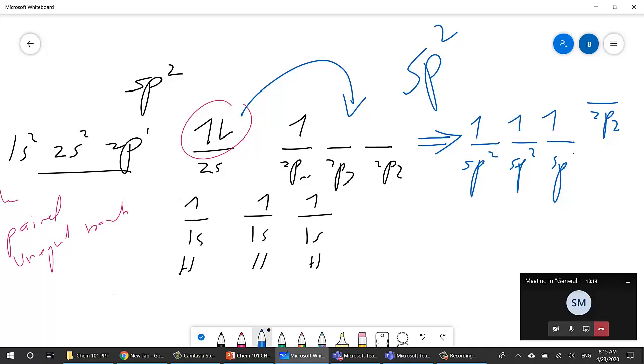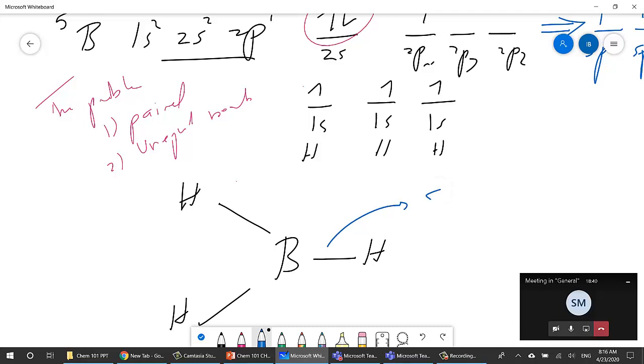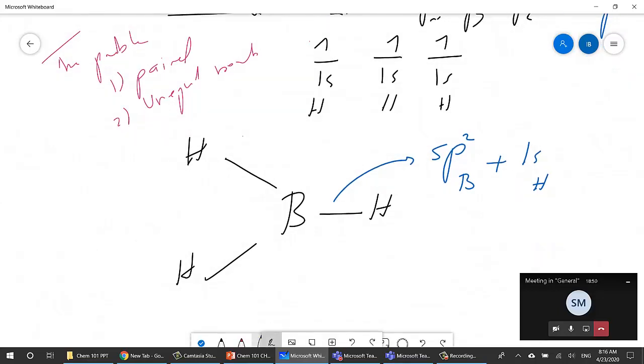Now the hydrogens will come happily and bond. This one will bond here, this one will bond there, this one will bond here, and you're going to make your bonds. Okay, the shape. So therefore, boron trihydride is trigonal planar. This bond here in boron trihydride is made by an sp2 from boron plus one s orbital from hydrogen. And there are no lone pairs in boron. You have only 3 sigma bonds.